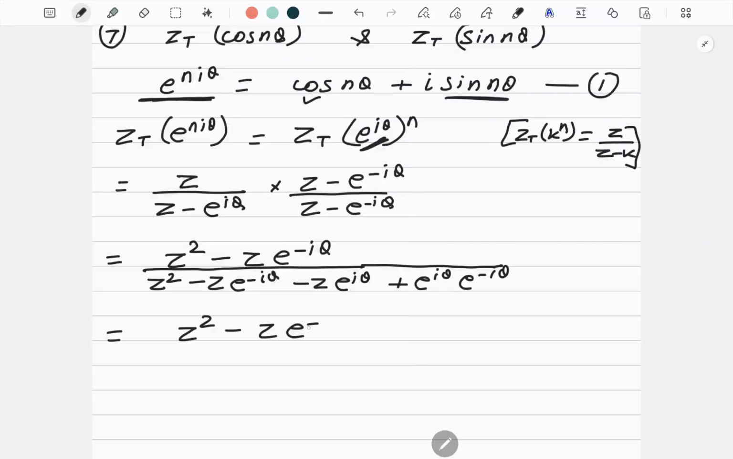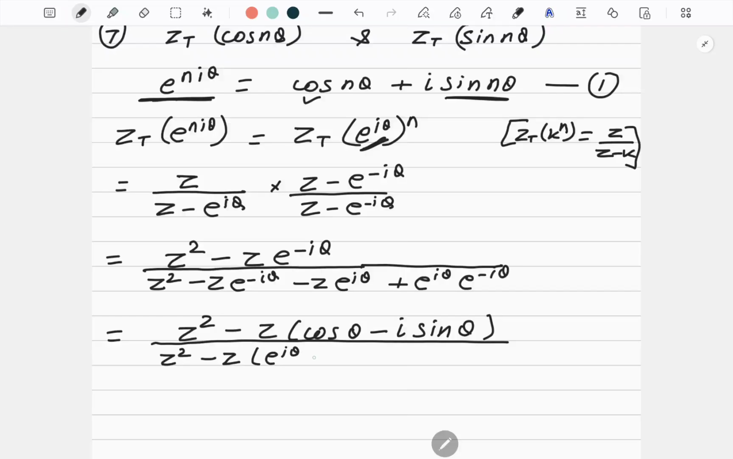Okay. Now e to the power minus i theta is what? e to the power minus i theta is cos theta minus i sin theta. You can see the results given in the first page, upon z square minus z in bracket I am getting e to the power i theta plus e to the power minus i theta plus 1.